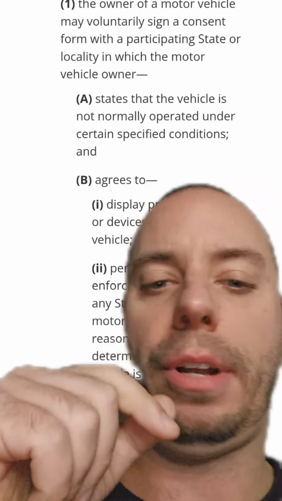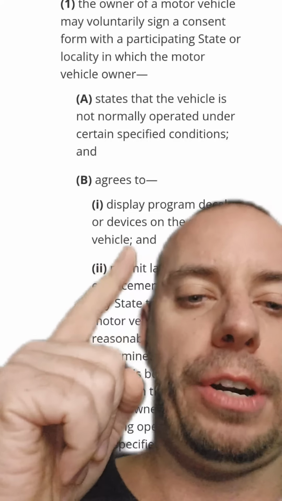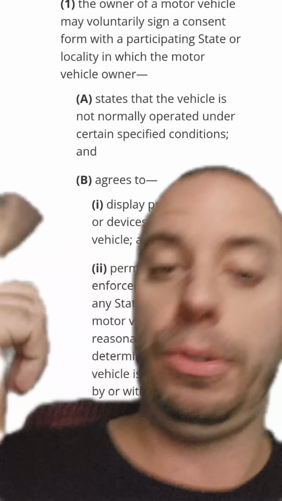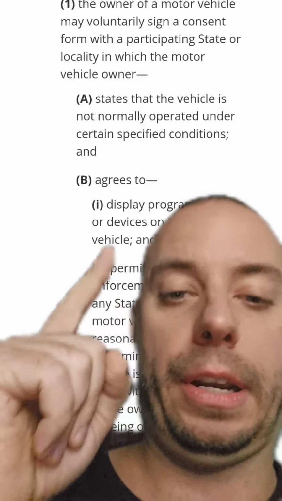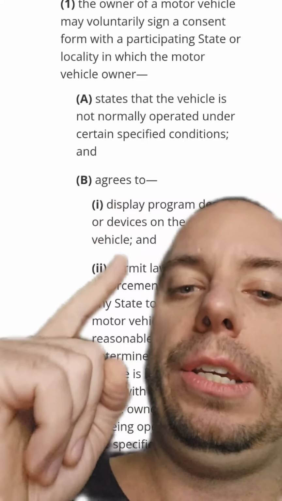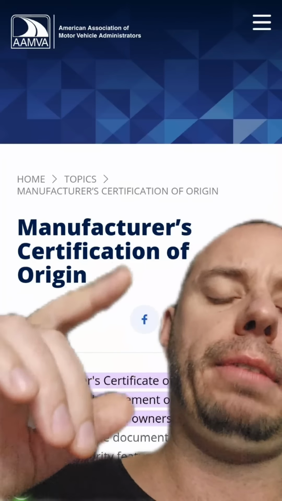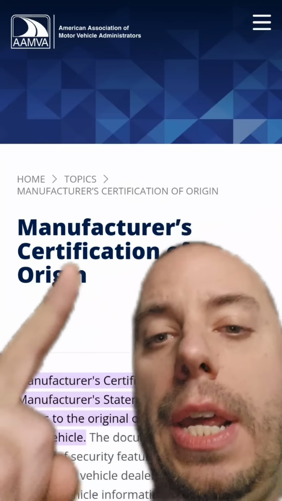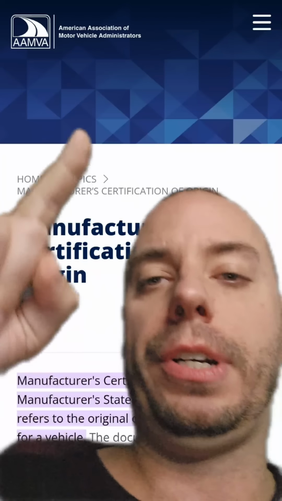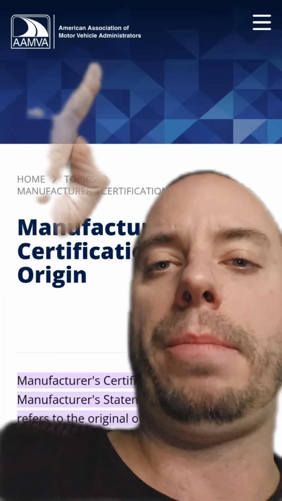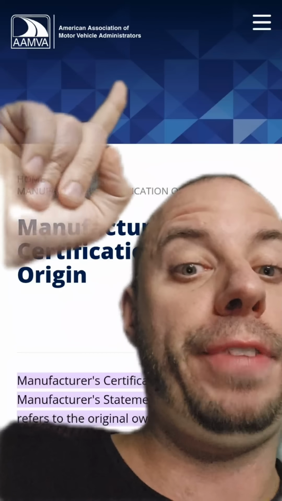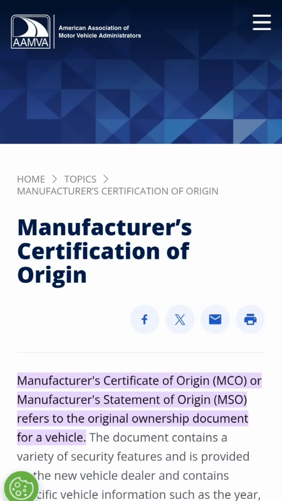They don't need reasonable articulable suspicion or anything when you have current registration, as far as I can tell. You're waiving all your Fifth Amendment rights and everything because you're involved in a commercial activity. You are not private. Another important thing when it comes to breaking subject matter jurisdiction is the manufacturer's certificate of origin, which this is hilarious. It comes straight from the American Association of Motor Vehicles, which is commercial.